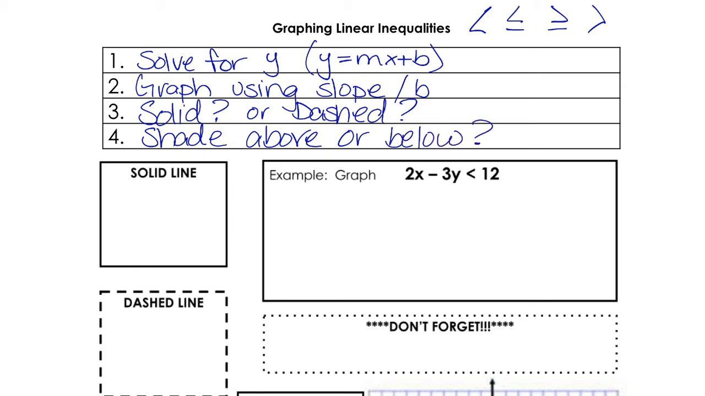So over here on the left-hand side, these are indicators whether or not we're using a solid line or a dashed line. So a solid line would be less than or equal to or greater than or equal to. Anytime you have an equal sign is key. So you're always going to have a solid line there. And of course, a dashed line would be just less than or greater than, so no equal.